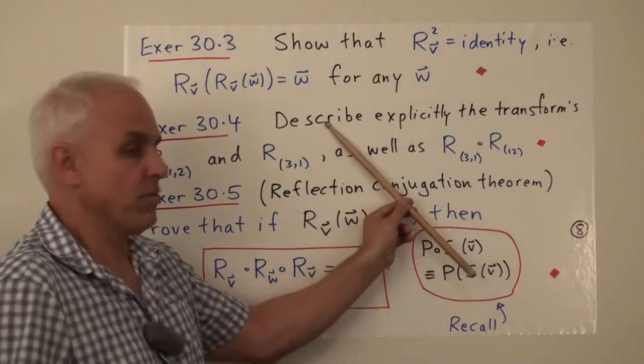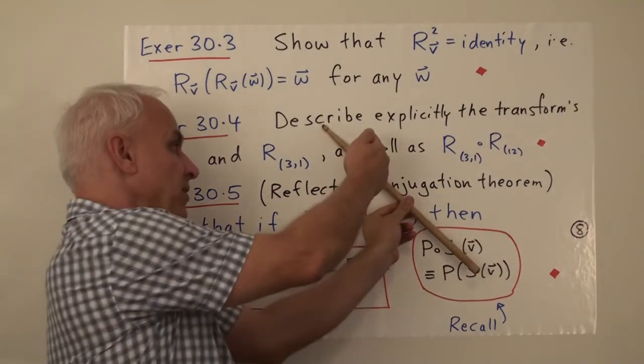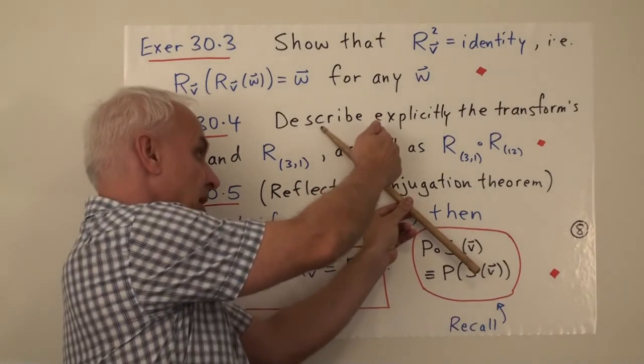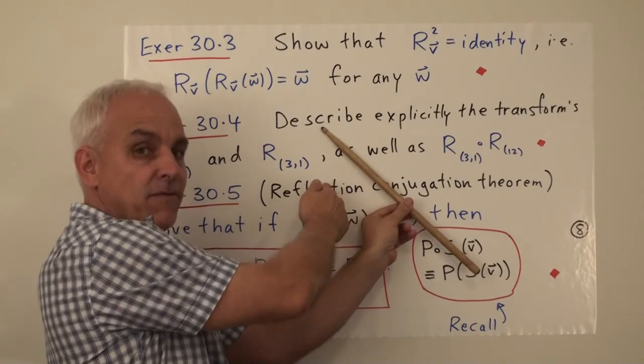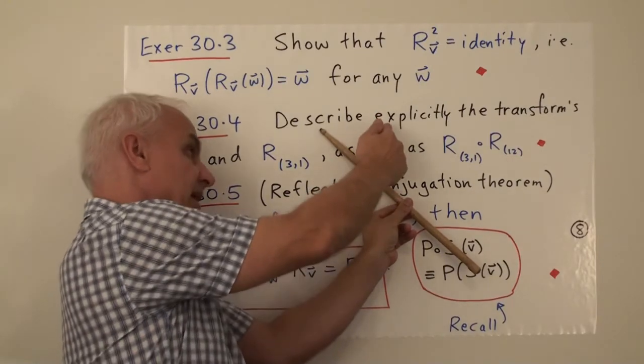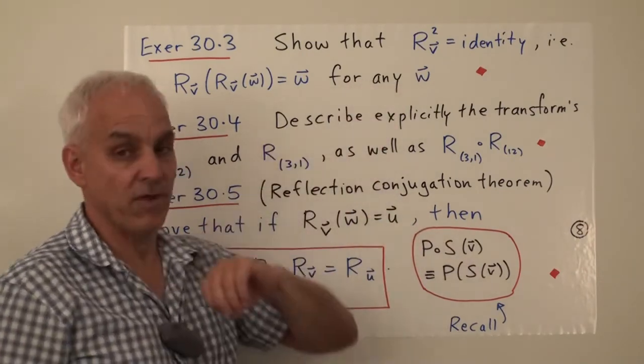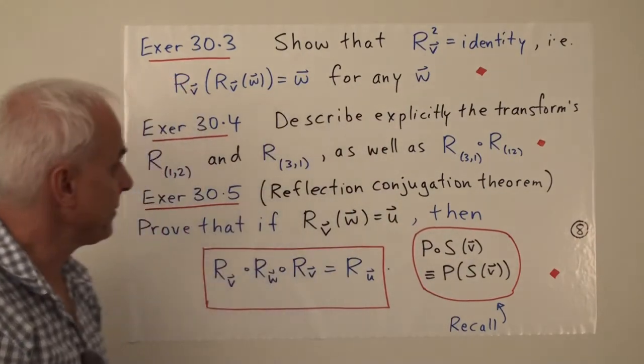Geometrically, this is sort of obvious. I mean, we're thinking about the reflection as being something that reflects in the line. So if we start with a w here and we reflect it first in this line, and then we reflect it again, well, we should get back to where we started. But I want you to prove this algebraically.